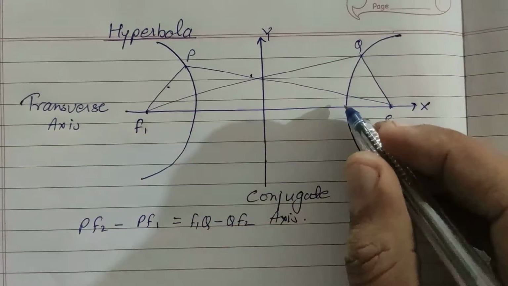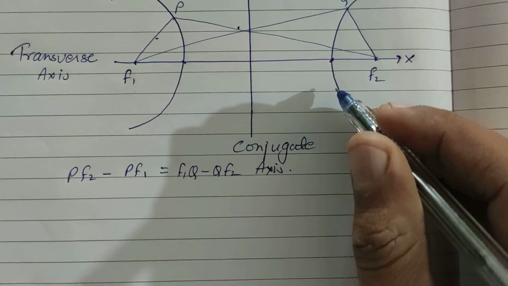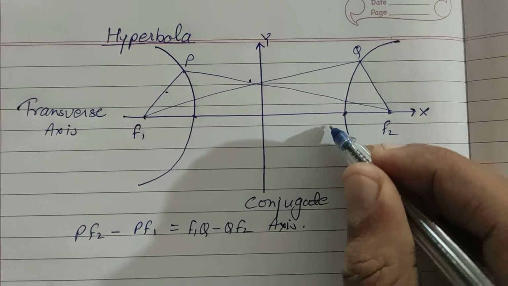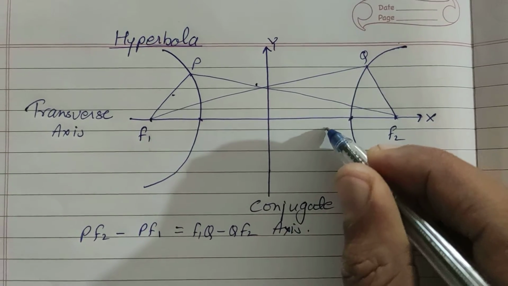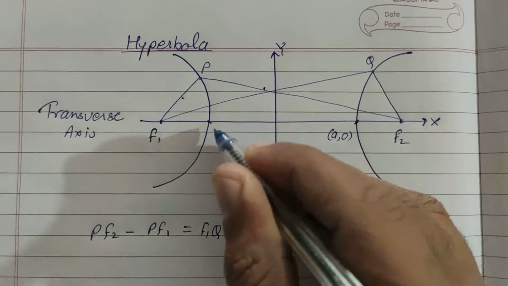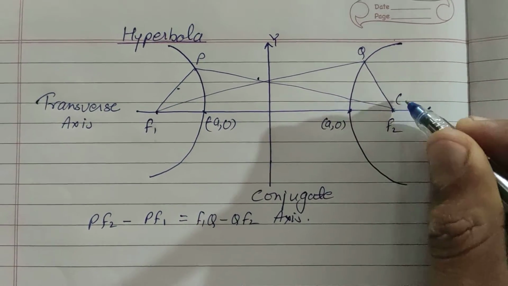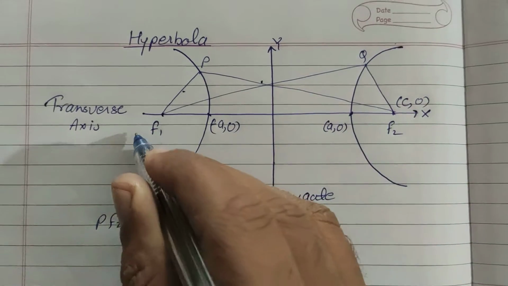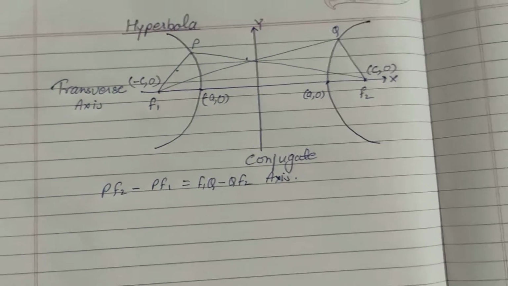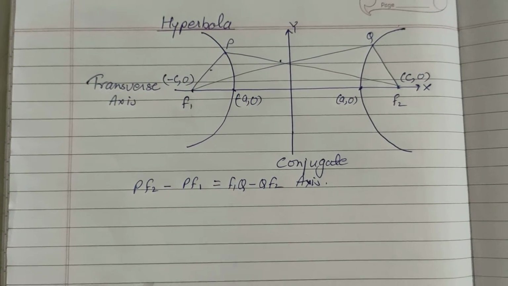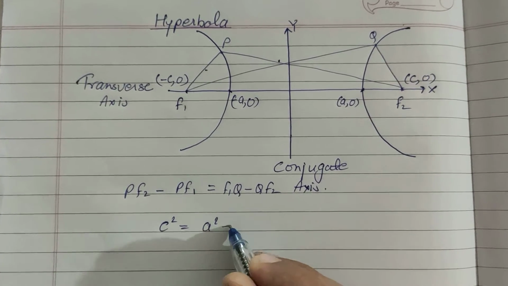Now for the hyperbola, the vertex is on the major axis or transverse axis. As in the ellipse, the coordinates of the vertices are (a, 0) and (-a, 0). The foci have coordinates (c, 0) and (-c, 0). Here also we have a relationship between a, b and c: c square equals a square plus b square.